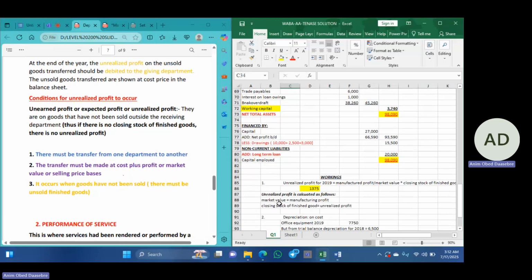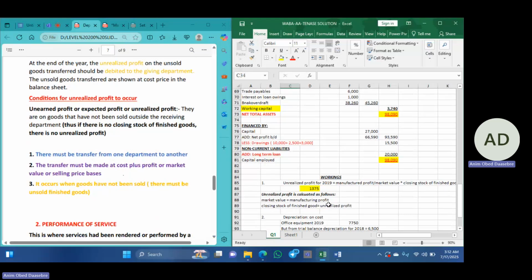Market value is equivalent to manufacturing profits. And then the closing stock of finished goods, the closing stock in the market that has not been sold, is also equivalent to the unrealized profits. So we need to consider that the closing stock in the market has some profit that we need to realize.